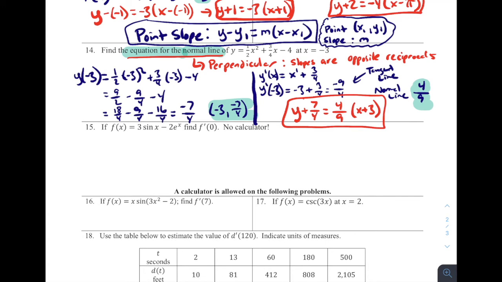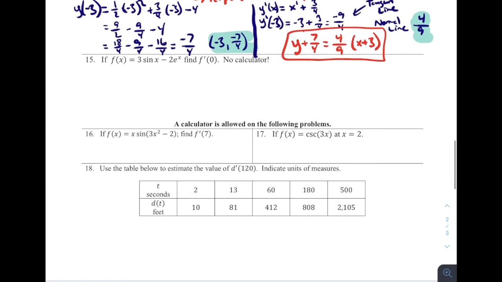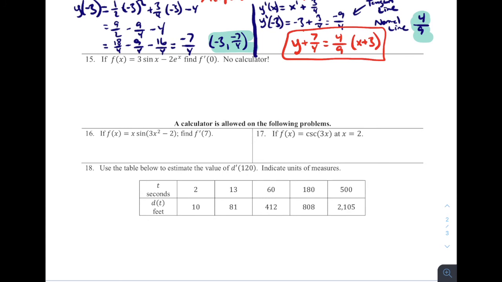So key piece to know if you're thinking about normal lines is that they are perpendicular, which means the slopes are opposite reciprocals. Number 15. If f of x is equal to 3 times the sine of x minus 2e to the x, find f prime of 0. This is a no calculator problem. So they want us to find f prime, so let's take that derivative.